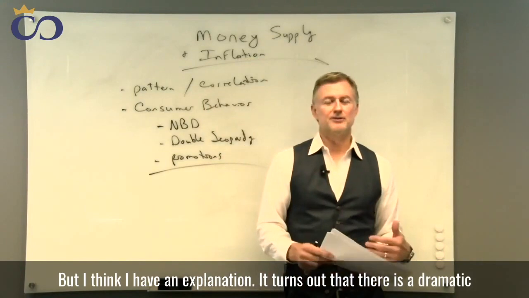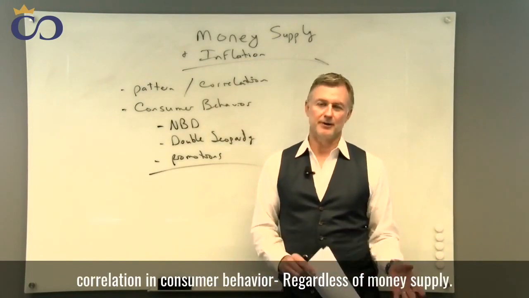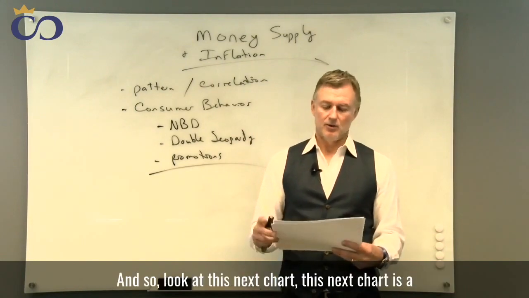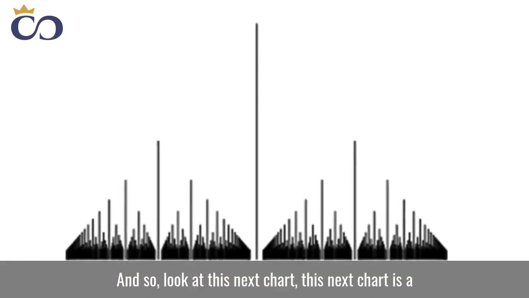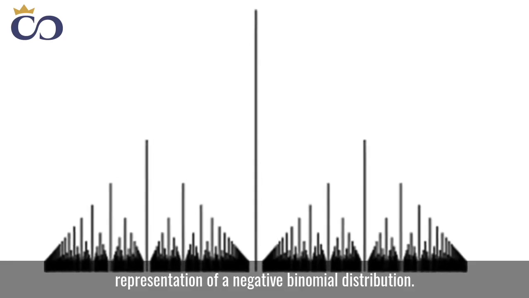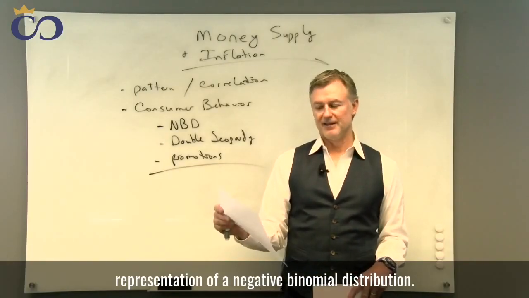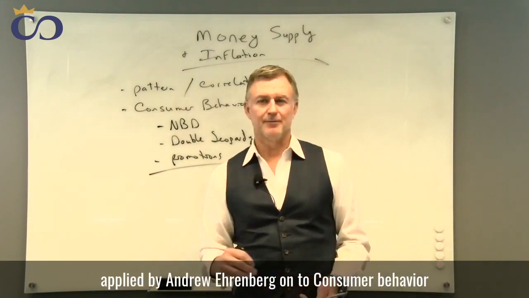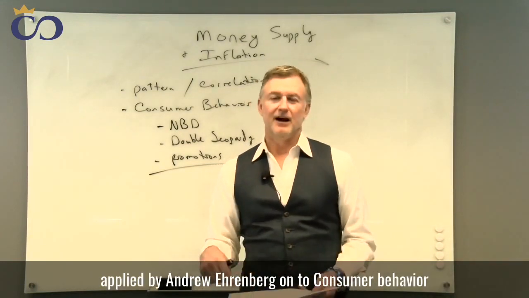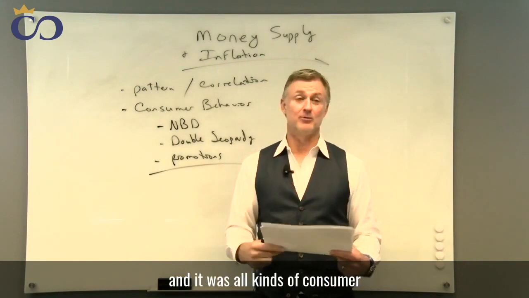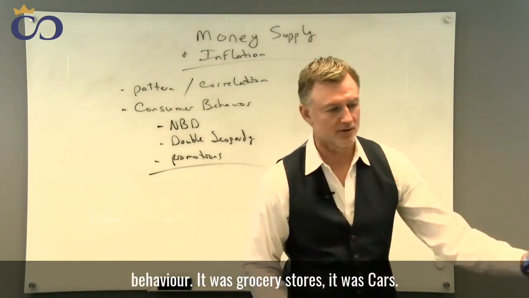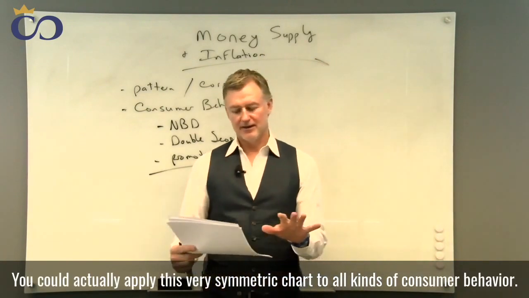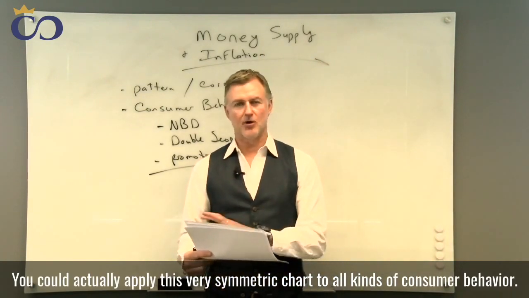It turns out that there is a dramatic correlation in consumer behavior regardless of money supply. And so look at this next chart. This next chart is a representation of a negative binomial distribution. Negative binomial distributions were first discovered and applied by Andrew Ehrenberg to consumer behavior. And it was all kinds of consumer behavior. It was grocery stores, it was cars. You could actually apply this very symmetric chart to all kinds of consumer behavior.